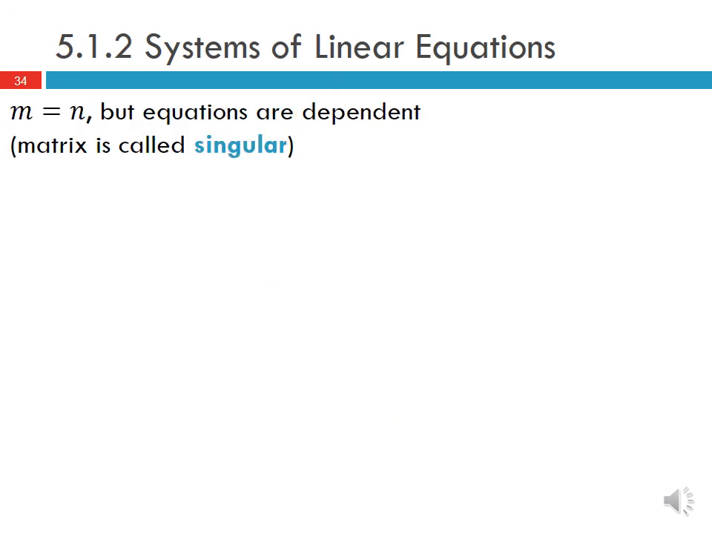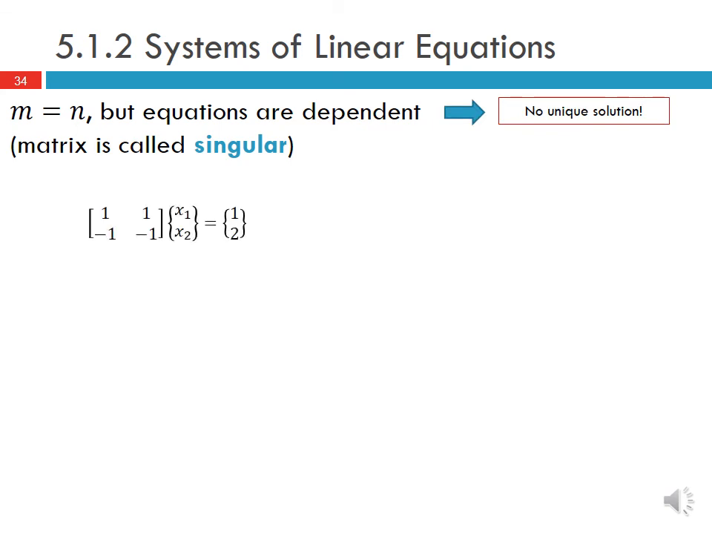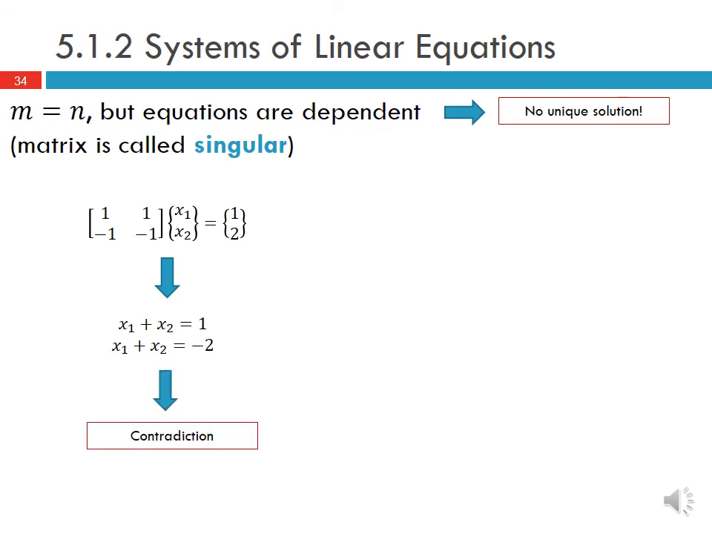So what if m equals n, but the equations are dependent? In this case, the matrix of coefficients is called singular, and no unique solution exists. For example, we've got this system here. My matrix is 1, 1, and negative 1, negative 1. You can see that the top row and the bottom row are essentially the same. They only differ by multiplication by negative 1. If I consider the first equation, x1 plus x2 equals 1, and the second equation says x1 plus x2 equals negative 2. So these cannot both be satisfied at the same time. This means we have a contradiction.